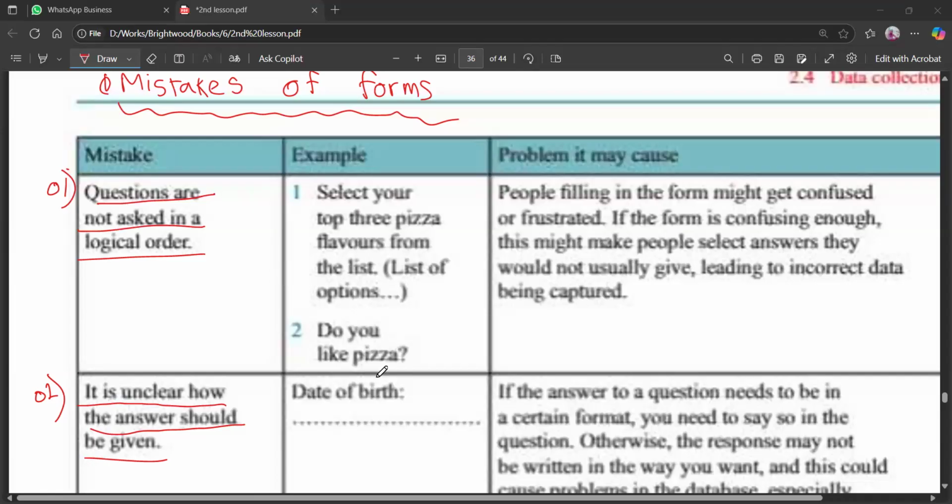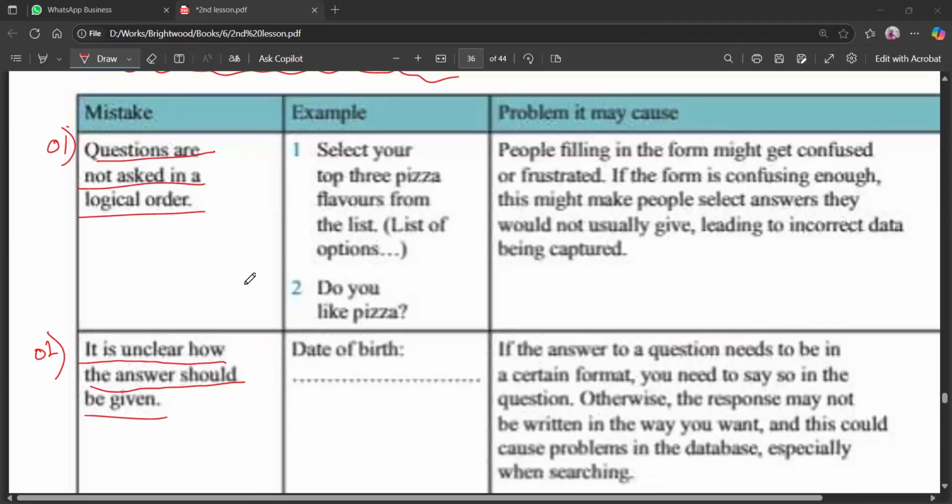Okay, first of all, the mistake is what? Questions are not asked in the logical order. The second mistake is what? It is unclear how the answer should be given. Okay. The first mistake, questions are not asked in the logical order. The second mistake, it is unclear how the answer should be given.